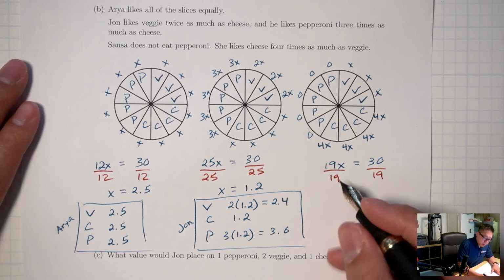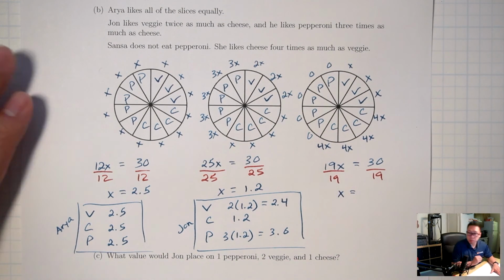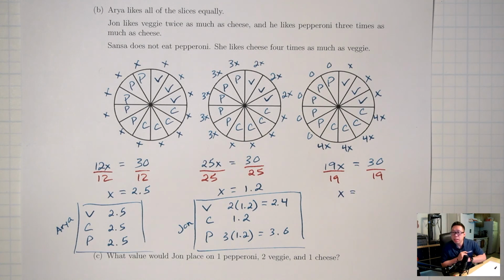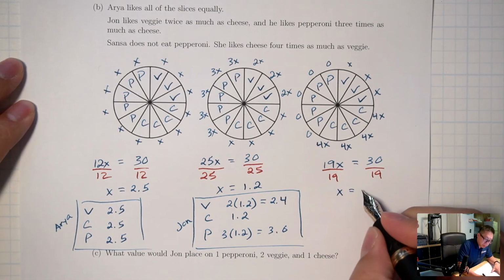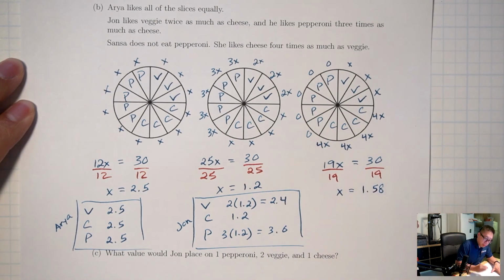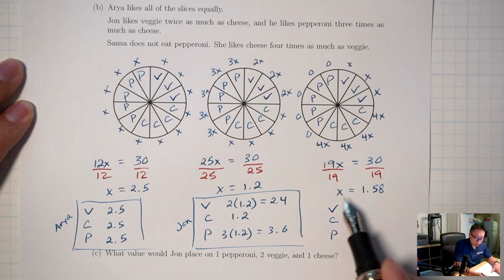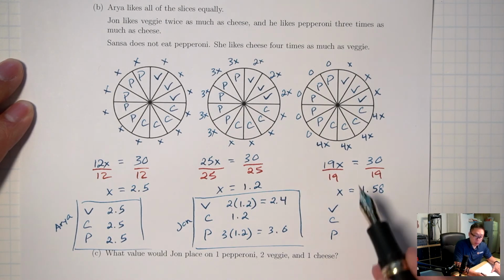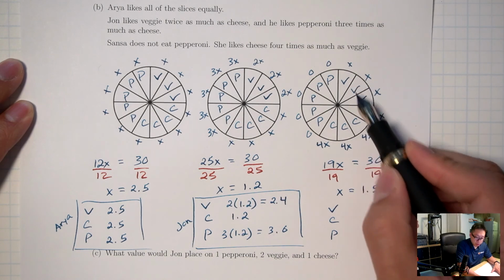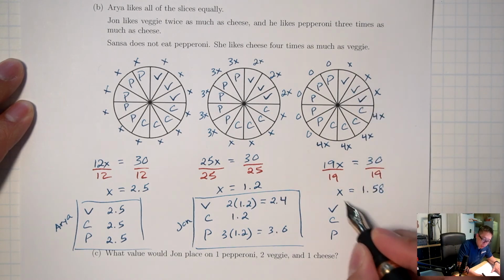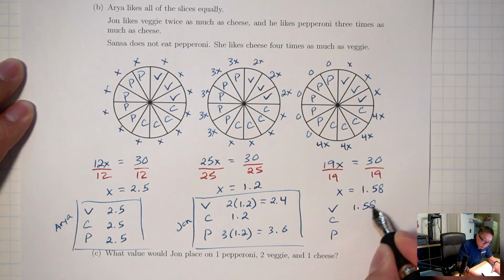Okay, and we get x equals 1 point. So we're talking about money here, so let's round to 2 decimal places. So 1.58. All right, we're talking about veggie, cheese, and pepperoni. 1.58 would be the value of which slice? So which ones did we label regular x? It was the veggie. So veggie is regular x, which is 1.58.